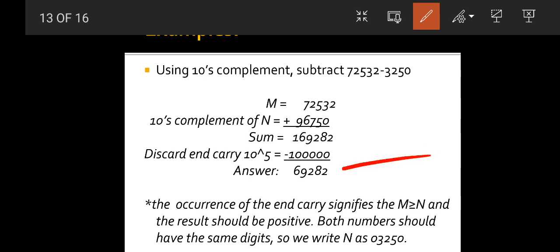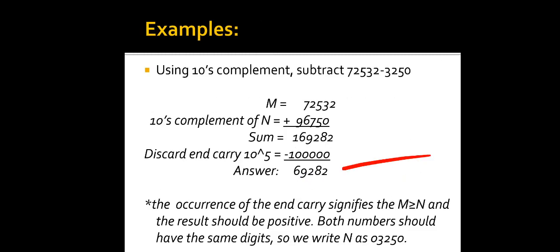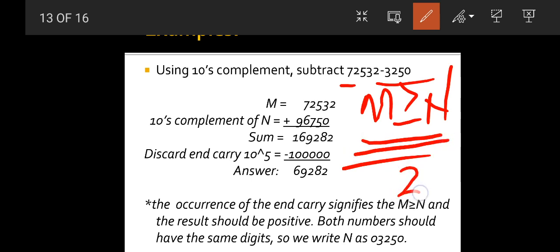The second step is you will have to produce an end carry, r raised to the power n, which can be discarded, and what is left is the result for your m. So again, your m is greater than or equal to your n. This is bigger than 3,250. So you will use the second step.